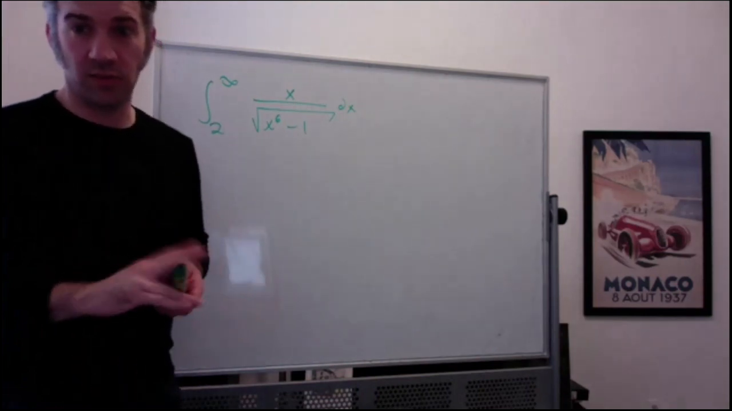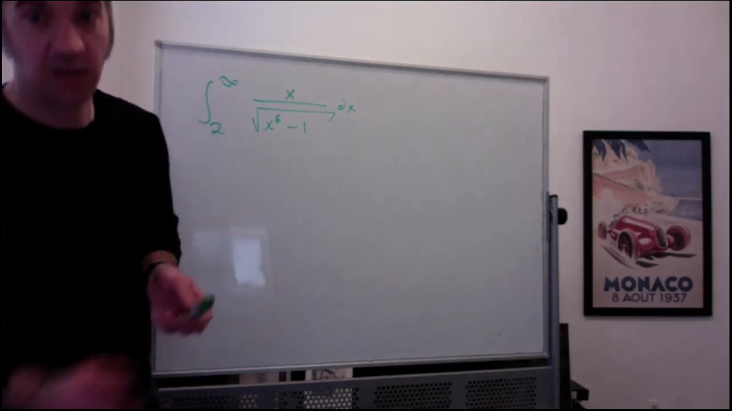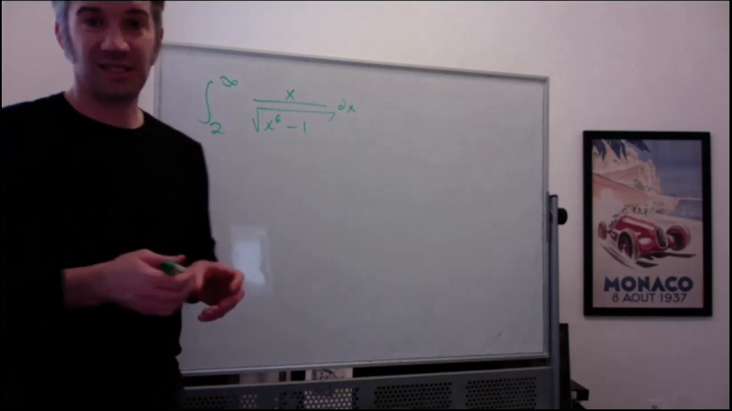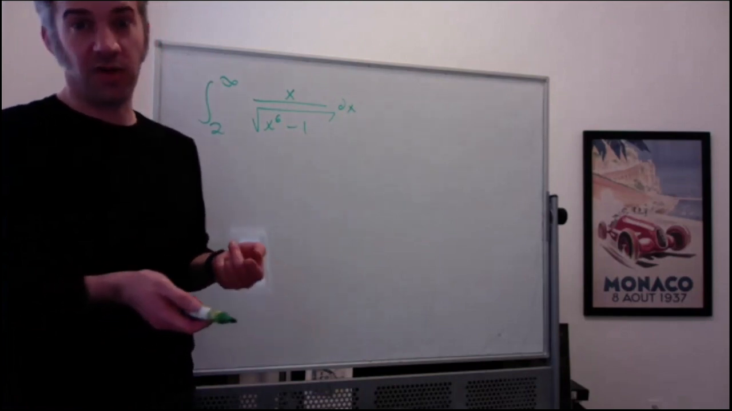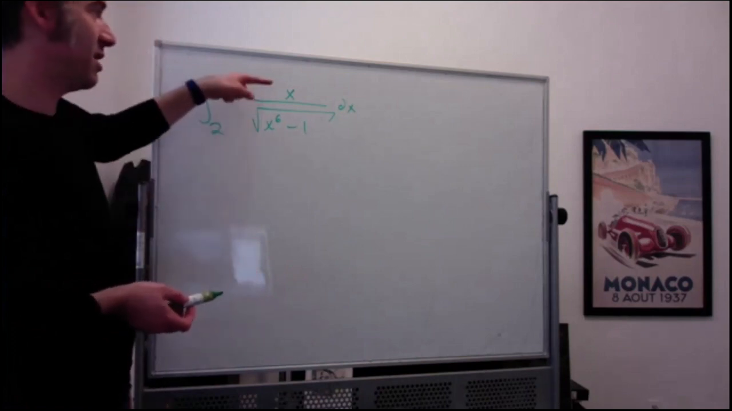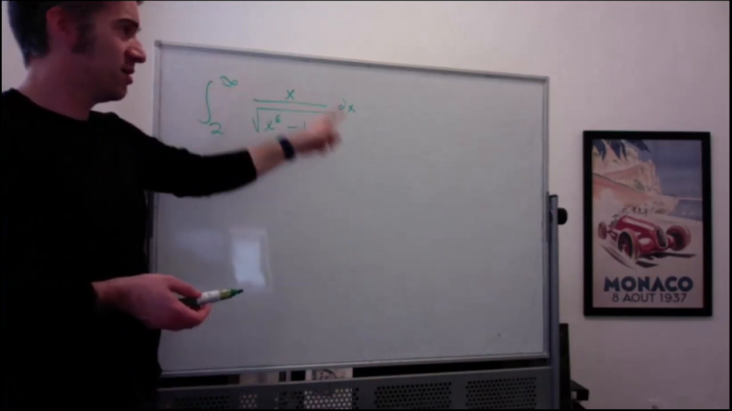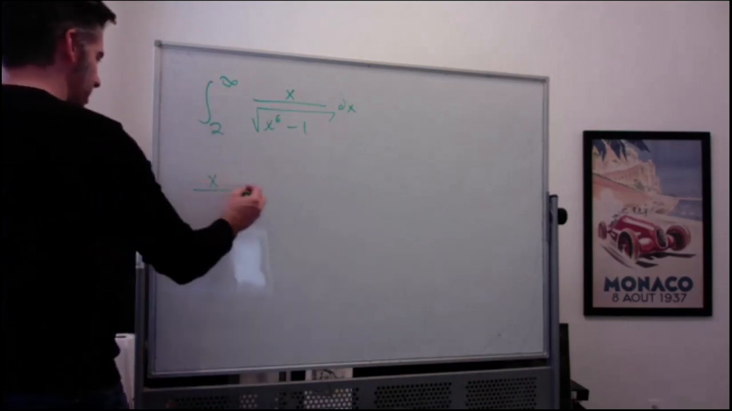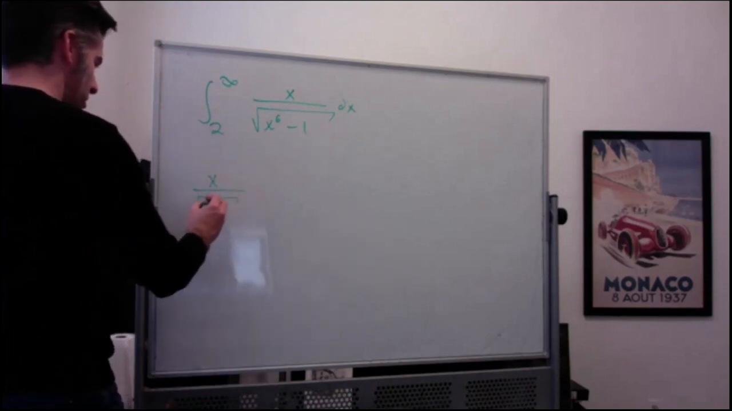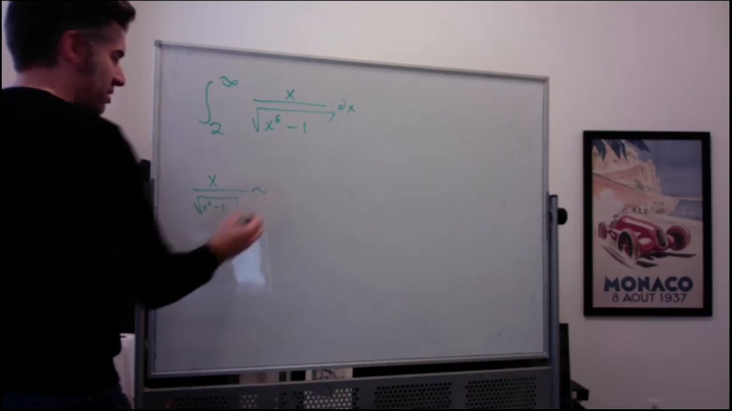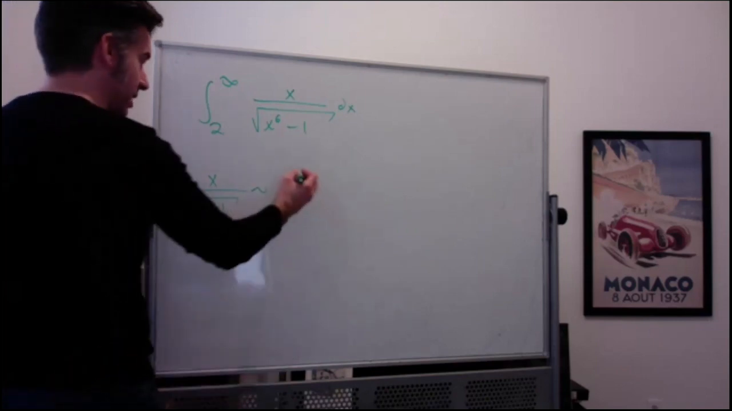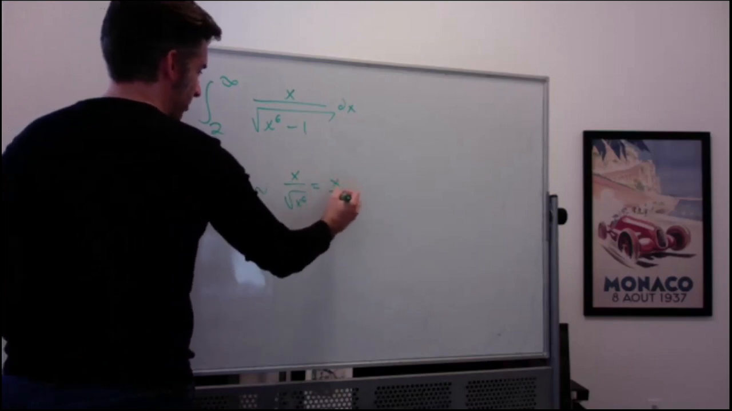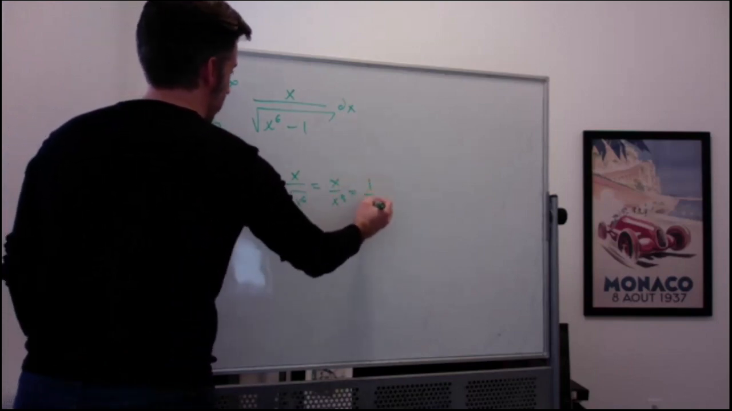Certainly possible that we could actually integrate this. You might be able to do some crazy u substitution. That's not the point though, right? The point is just to compare. To me, this looks like x over the square root of x to the 6th. Again, I'm kind of just paying attention to the highest powers. This looks like x over the square root of x to the 6th, which is x over x cubed, which is 1 over x squared.